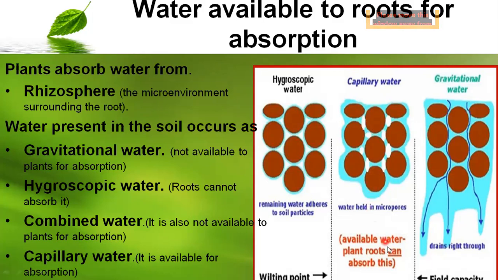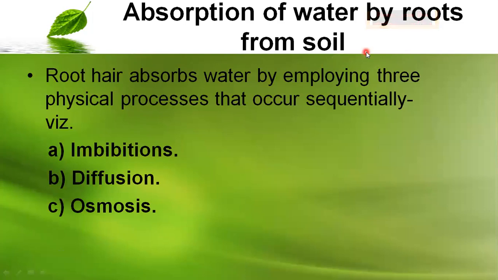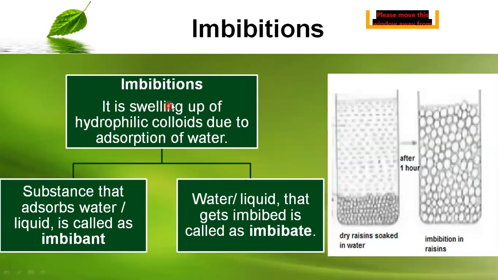Now we will discuss absorption of water by roots from the soil, which consists of the following three physical processes, that is imbibition, diffusion and osmosis. We will discuss imbibition. Imbibition is the swelling up of hydrophilic colloids due to adsorption of water. Now hydrophilic means water-loving substances, and colloids are substances where one substance is dispersed into another substance, for example milk or butter.